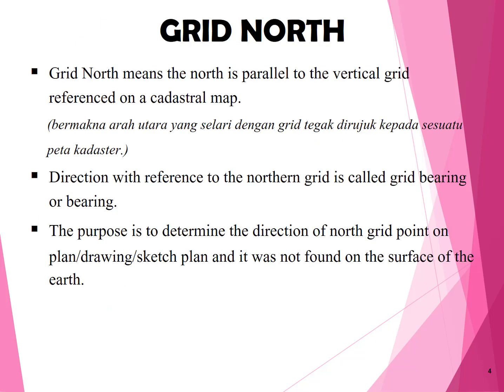Grid north. Grid north means the north is parallel to the vertical grid reference on a cadastral map. Direction with reference to the grid north is called grid bearing or bearing. The purpose is to determine the direction of grid north on a plan or drawing or sketch plan, and it is not found on the surface of the earth.